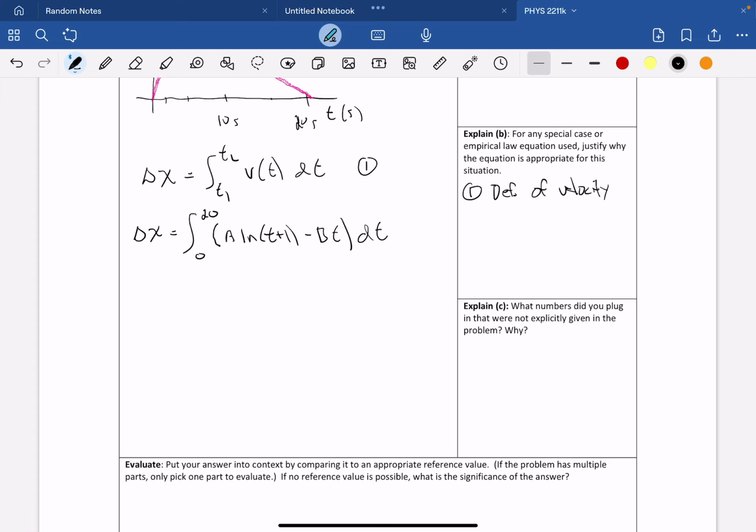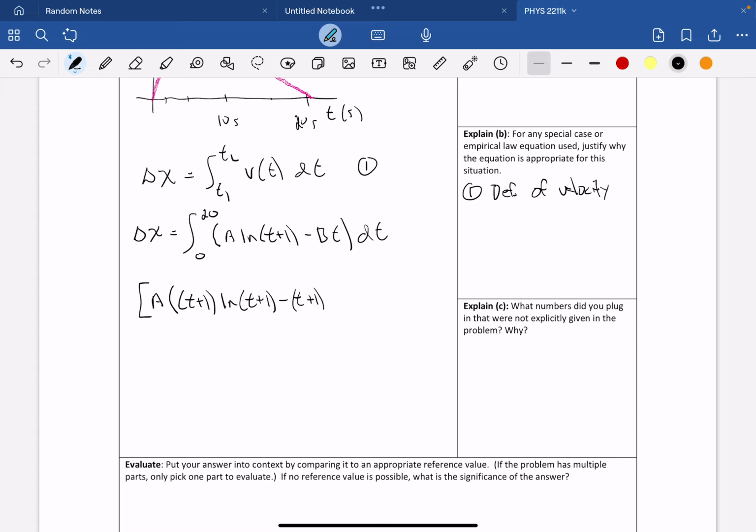So we do a couple of things. First of all, we pull out the constant. So this is going to be equal to a times, and now we integrate natural log. Again, the integral of natural log of x is x ln x minus x. But we're not doing x, we're doing t plus 1, so this is going to be t plus 1 times the natural log of t plus 1, minus t plus 1.